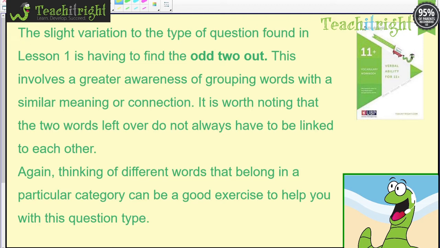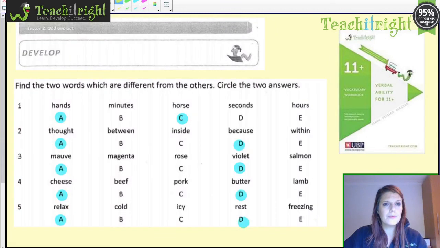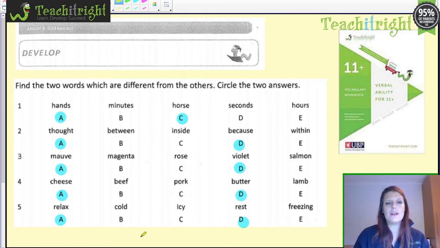Again, thinking of different words that belong in a particular category can be a good exercise to help you with this question type. So first of all, we're having a practice and developing. Find the 2 words which are different from each other. So here we have hands and horse. The others are all intervals of time.